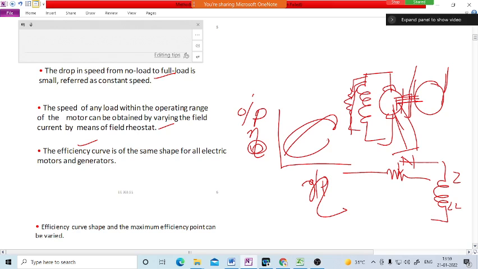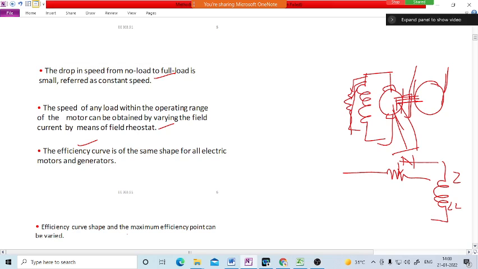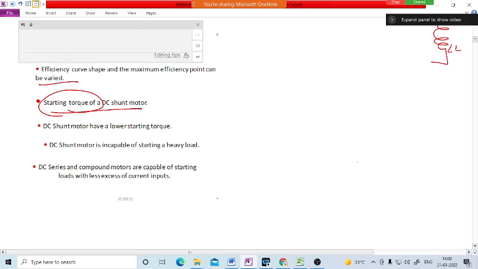That is right. So the efficiency curve shape and the maximum efficiency point can vary because of the starting torque of the DC shunt motor. The starting torque of a DC shunt motor is very different compared to the DC series motor. When coming to the compound motor, it will be different again.